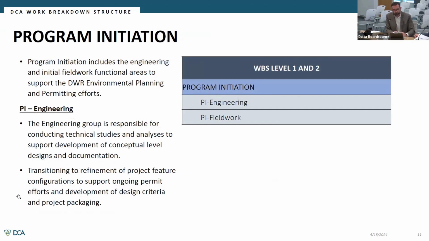So program initiation includes the engineering and the initial fieldwork functional areas to support the DWR planning and permitting efforts. The engineering group was and still is responsible for delivering and conducting the technical studies and analyses to support conceptual design and documentation. The fieldwork components are transitioning to an early project feature under the program delivery, and I'll talk about that here in just a second.